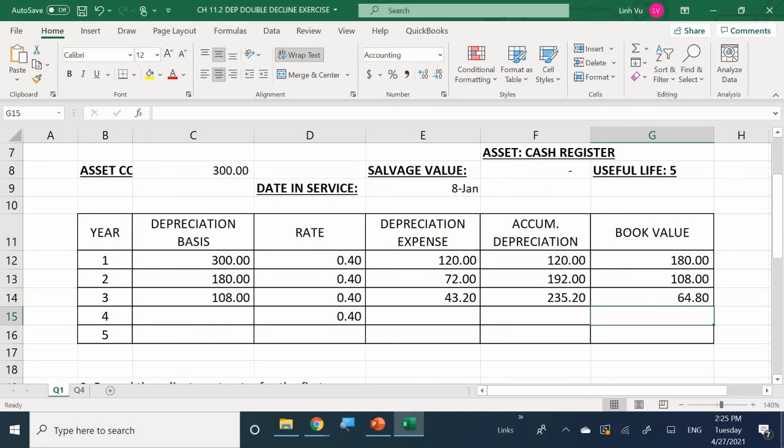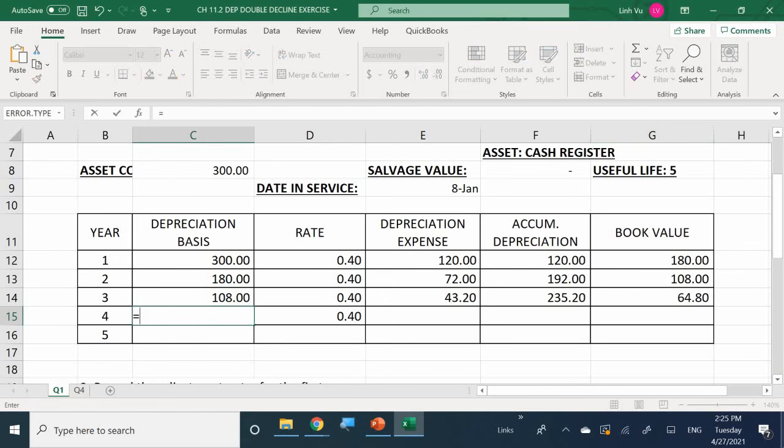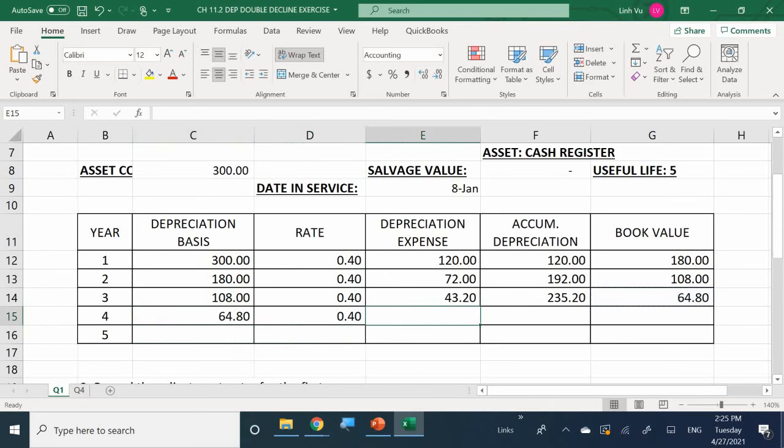6480. Good. So once again, for the depreciation basis for year 4, what is that going to be? 6480. Bringing my depreciation expense for that year to be $25.92.